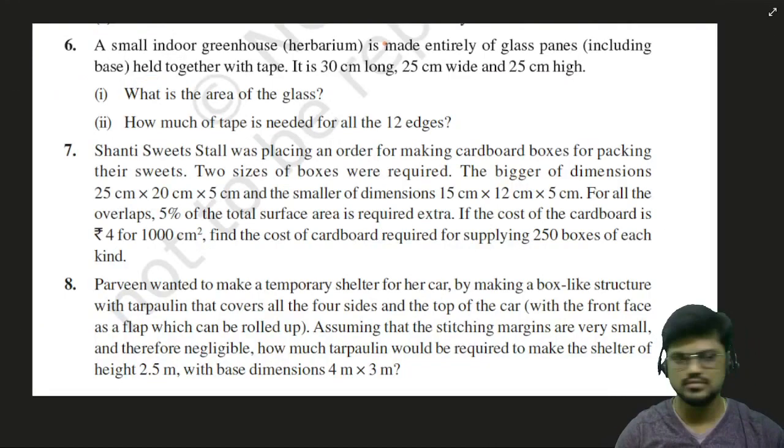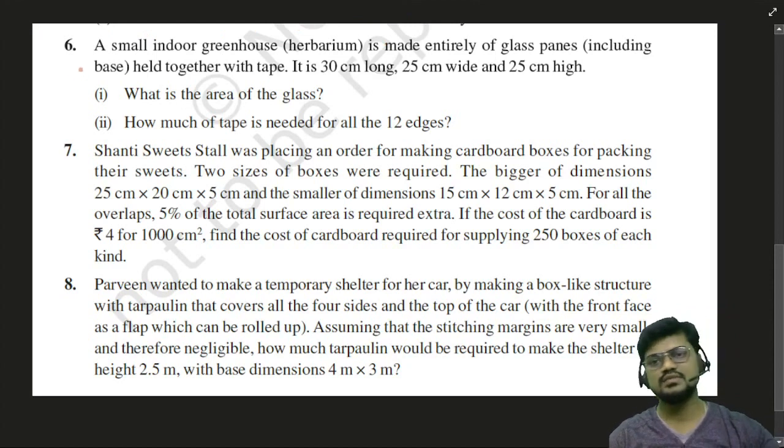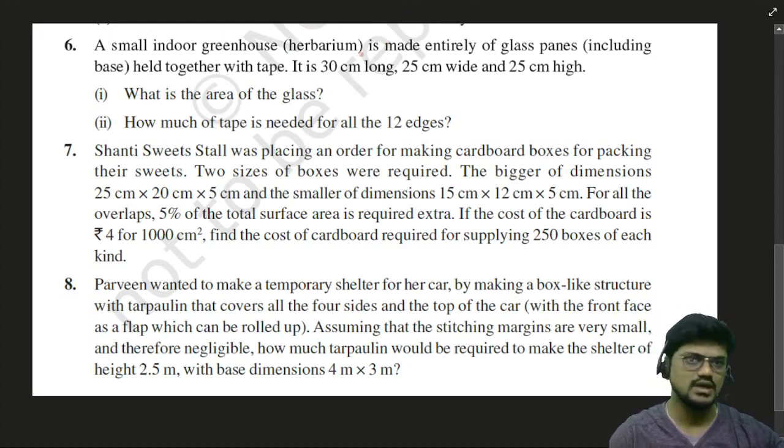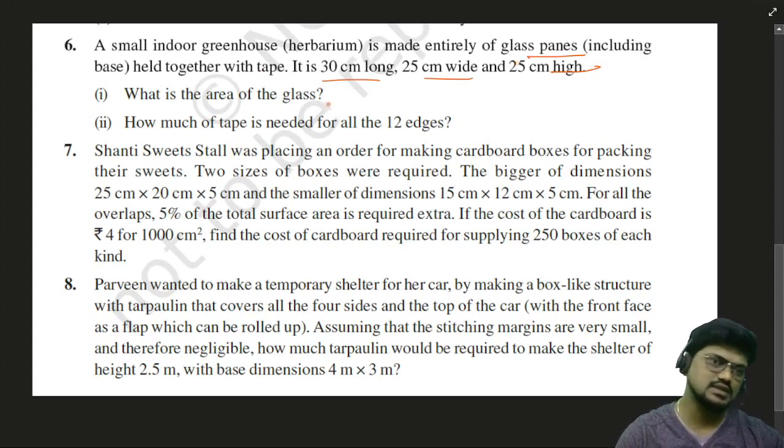Now the next. What they have given: a small indoor greenhouse is made entirely of glass panes, including the base, held together with tape. It is 20 centimeter long, this and this. What is the area of the glass? The glass required is the total surface area of the glass. How much tape is needed for all the 12 edges? How much tape will be required?